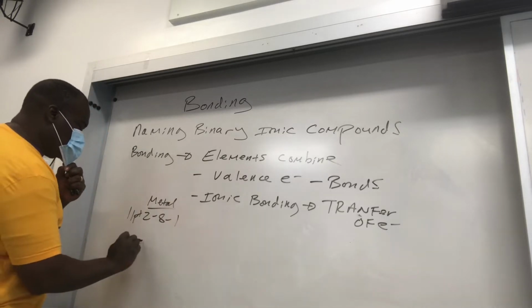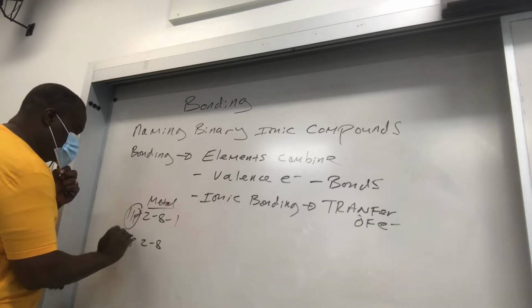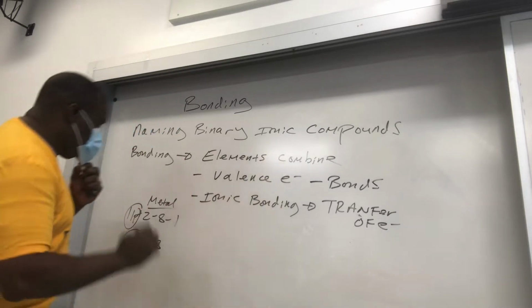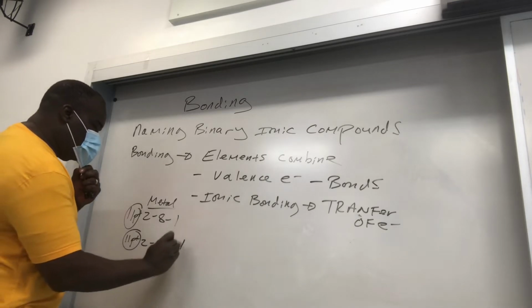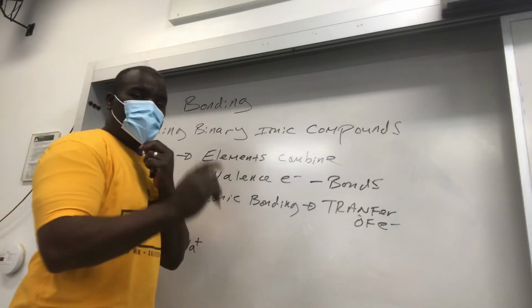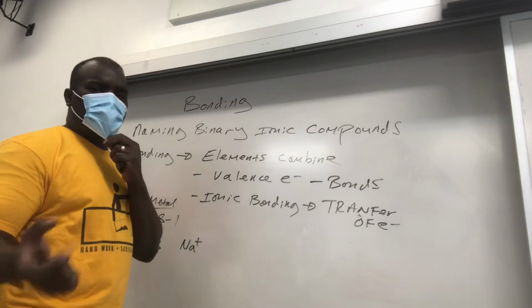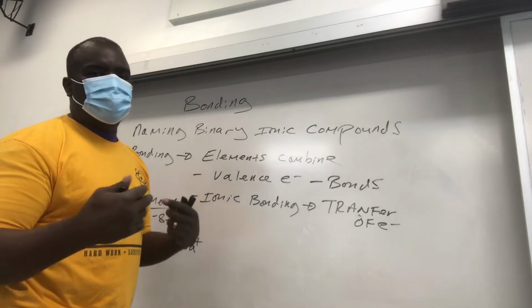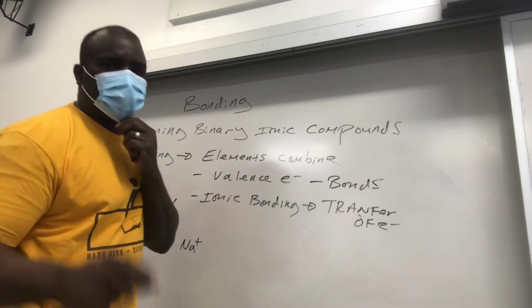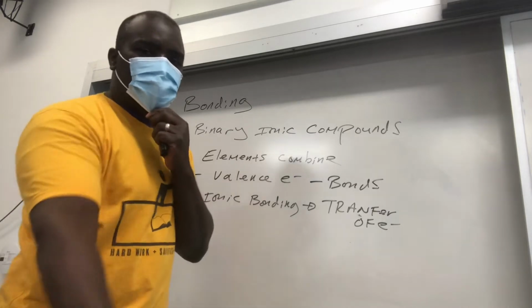To get a stable octet, it becomes 2-8, right? Still with 11 protons. So we have 11 protons in both cases, but when you form the sodium ion, Na+, you're losing 1 electron, giving noble gas configuration, stability, right? But what happens in bonding, people? Bonding provides even more stability. So the electron that is lost by sodium does not go into outer space, okay? Some other element gains it.